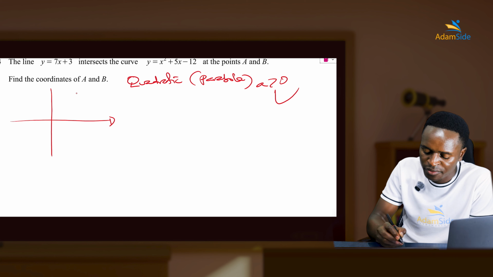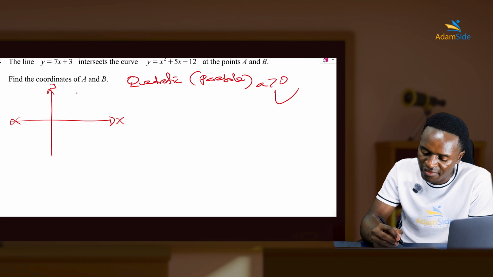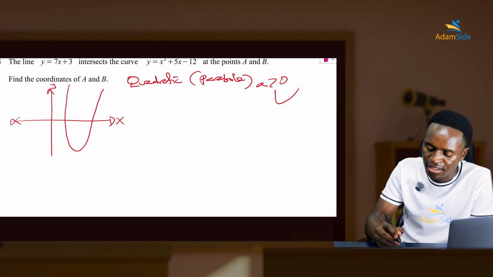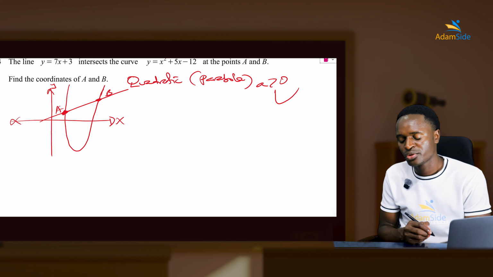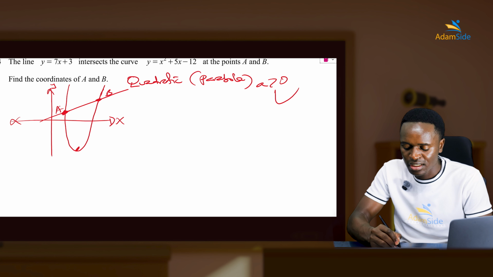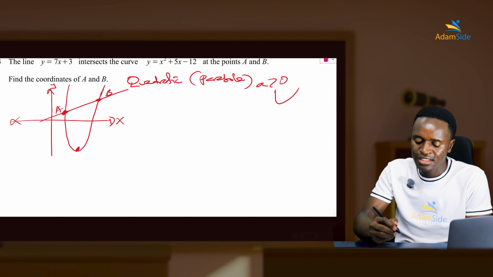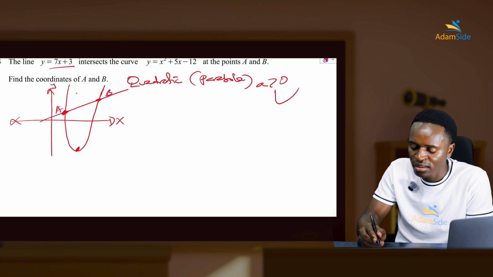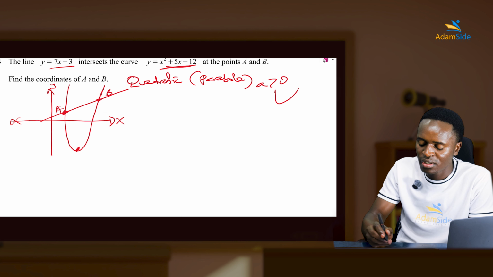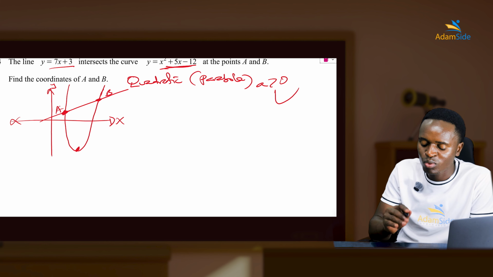If this is the y-axis and this is the x-axis, you might have a curve in this way, and then a line crossing it. This line might have 2 points. One point is A and another point is B. This is what they're trying to find, and you have a minimum turning point. Probably this is not the actual, and this line will be y is equal to 7x plus 3. So they are both y expressions.